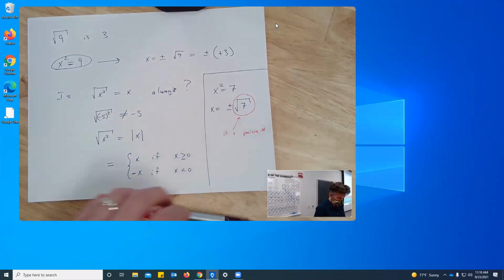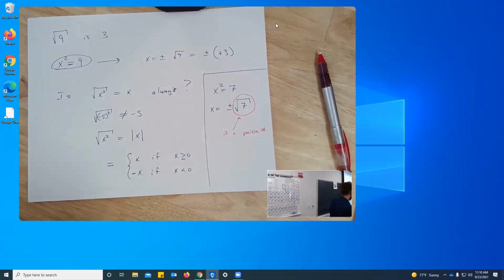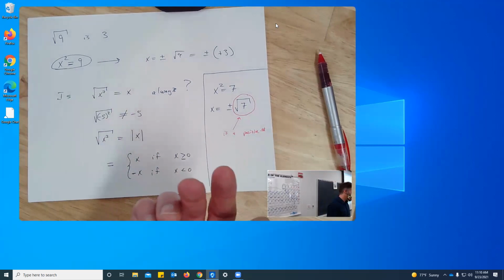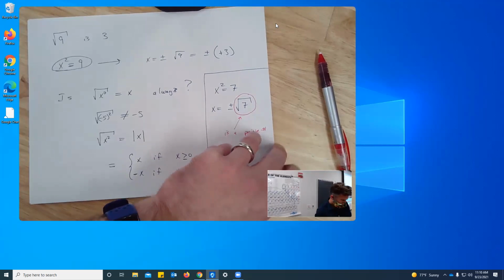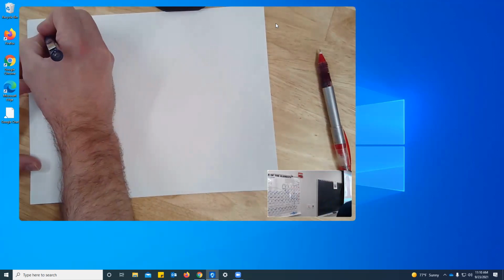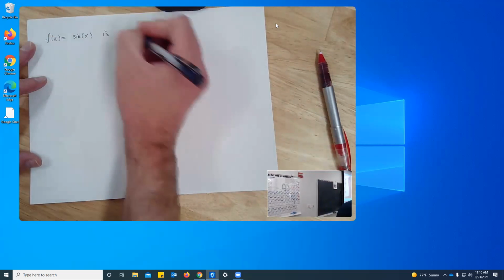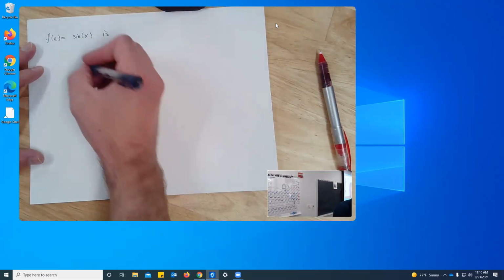Some other even and odd functions. So this is a time where I could graph things by hand. Maybe I should graph a thing by hand. Sure, we'll graph some things by hand. Let's look at, say, f of x equal to sine of x. Let's graph it and then we'll see if it's even or odd.